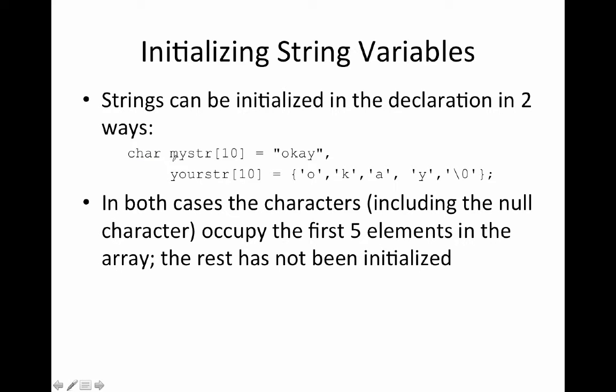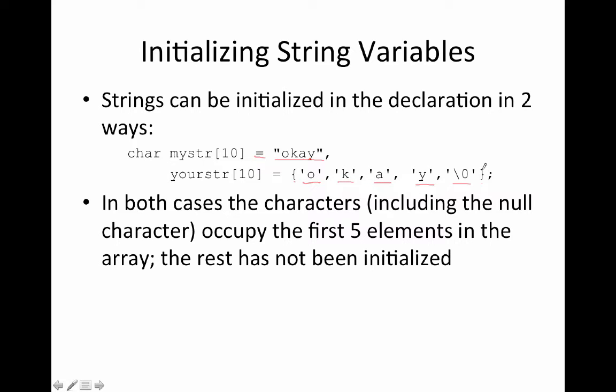Strings can be initialized in the declaration in two different ways. So I can use the assignment operator and then in double quotes have a string. And if I do that, it's going to store in the first 4 elements in the string array O, K, A, Y, and then in the 5th element will be the null character. Or you can sort of brute force do it yourself by putting inside of curly brackets, which is how you can initialize any array, the individual characters, O, K, A, Y.